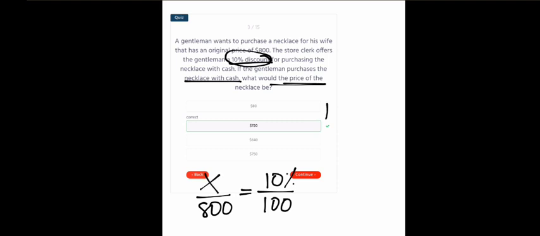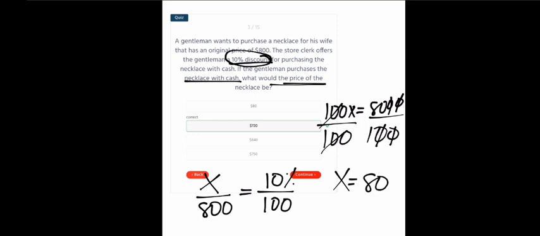Now I cross multiply. 100 times X is 100X. 800 times 10 is the 800 plus an additional 0. And I divide by 100. I cross out the zeros they have in common, and I get X equals 80.